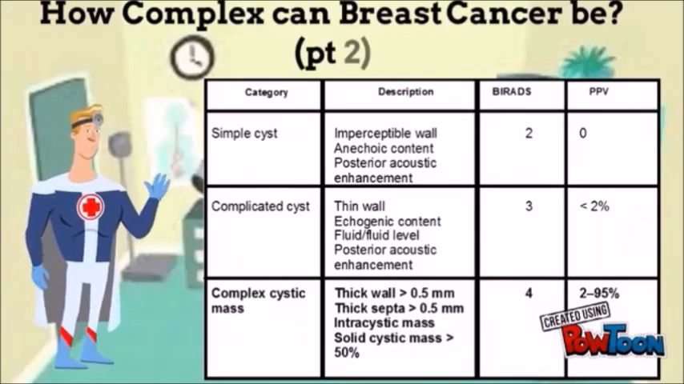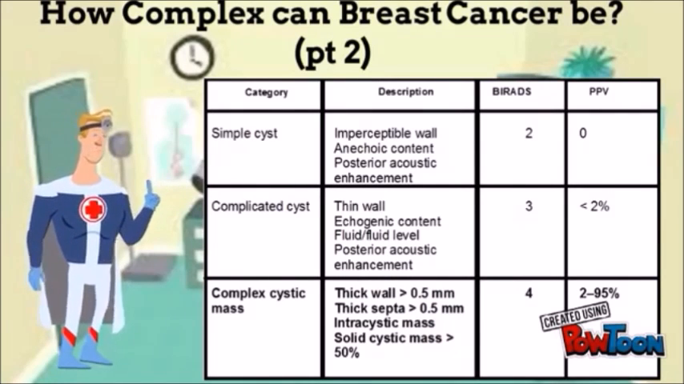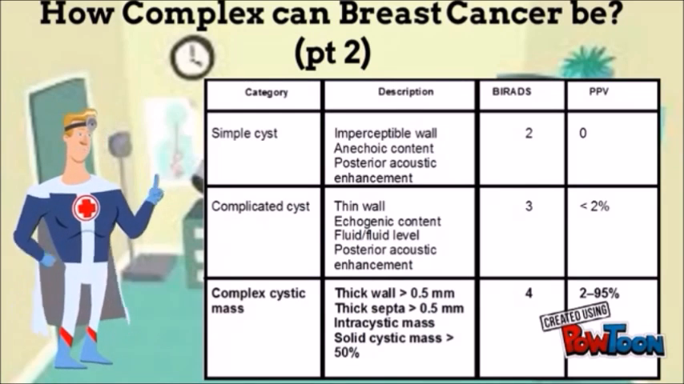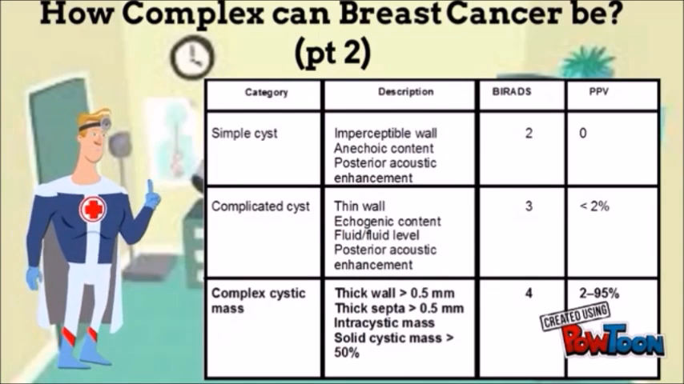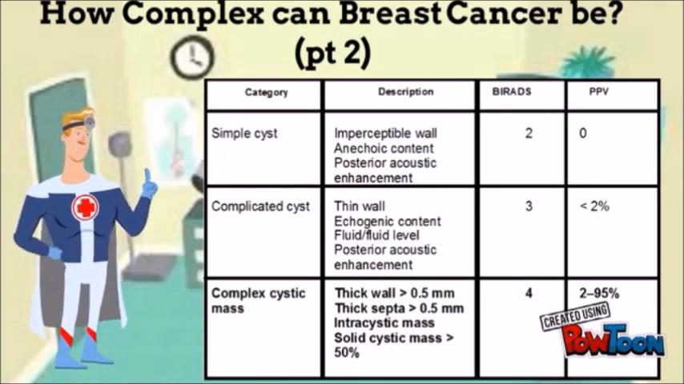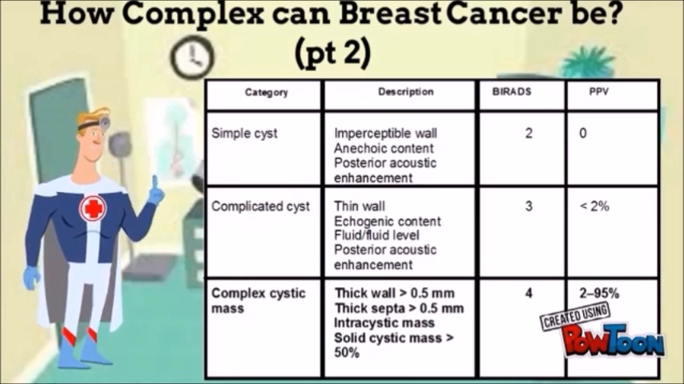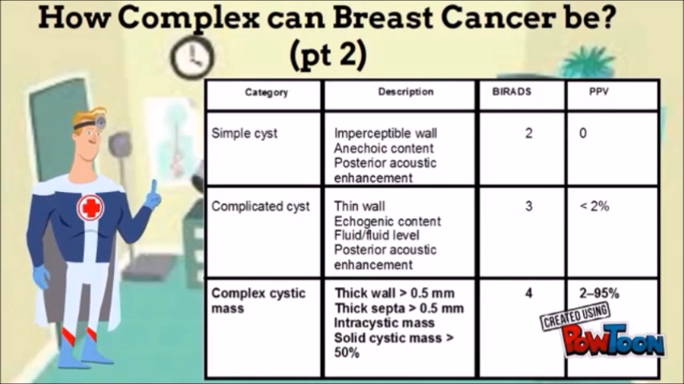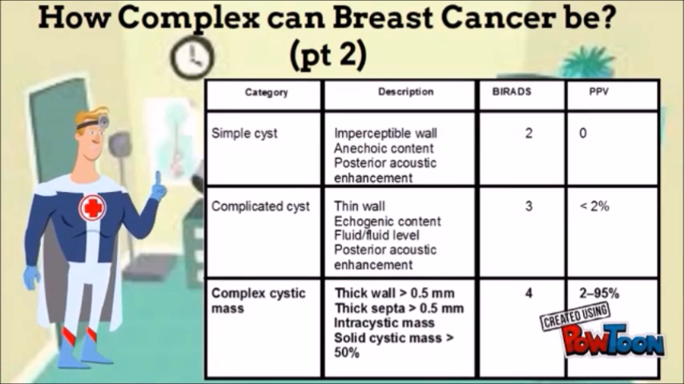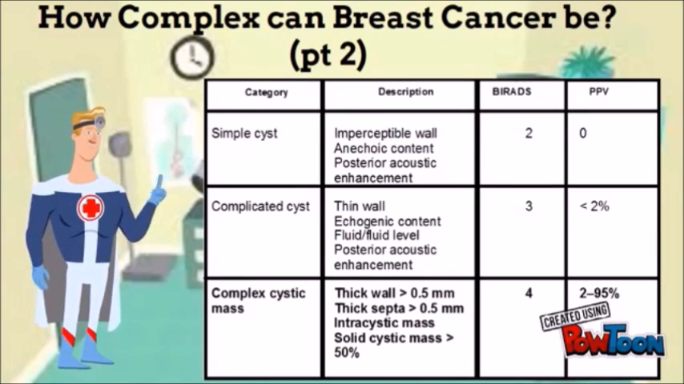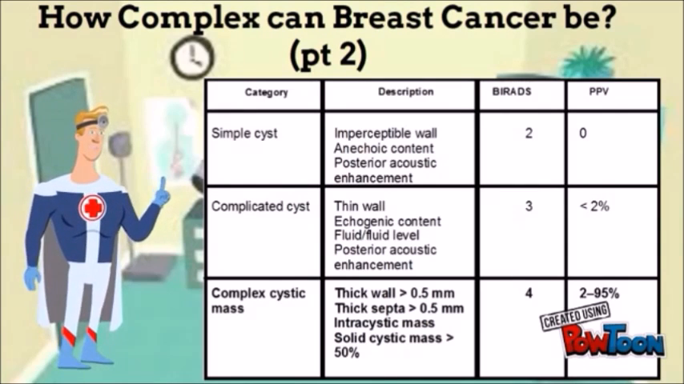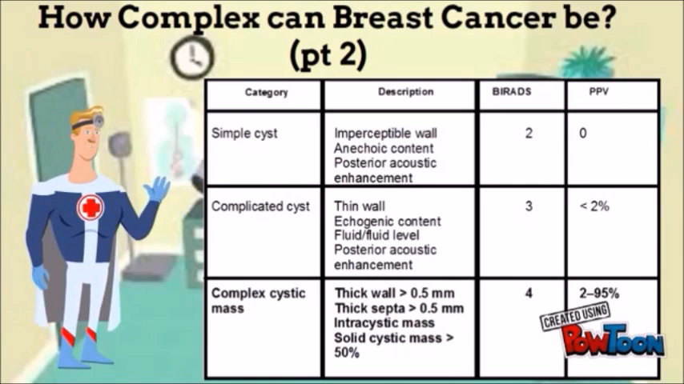Cystic lesions are classified using the BI-RADS classification system. BI-RADS stands for Breast Imaging Reporting and Data System. The first of these categories is a simple cyst. They are often described through their imperceptible wall, anechoic content, and posterior acoustic enhancement. Their BI-RADS is 2, and their PPV, also known as positive predictive value, which is the probability that a person with a positive test result has or will get the disease, is 0%.